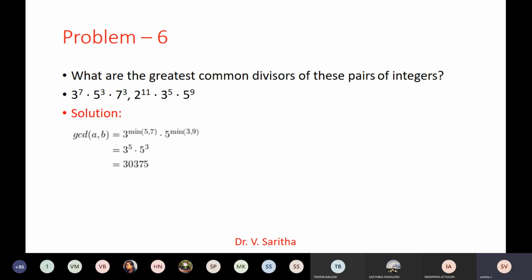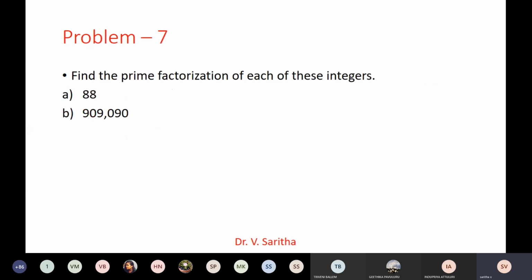But here we are doing directly, because if it is not there, what will happen? 2 power 0, right? So it is becoming 1. So I am taking only the values which are common to both the numbers. So 3 power minimum of 5, 7, 5 power minimum of 3, 9. So it is 3 power 5 into 5 power 3. This is how we find the GCD.